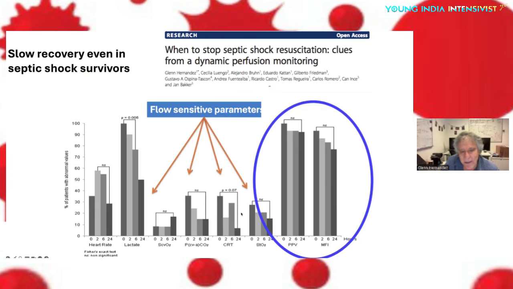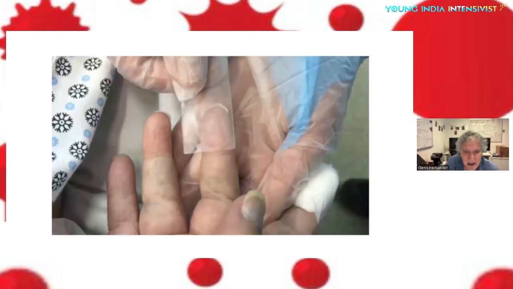This means that depending on the variable that you select to stop resuscitation, you would have stopped resuscitation, fluids, etc., in 85% of these survivors at 2 hours compared to only 50% at 24 hours. So, of course, using lactate can be much more prone to over-resuscitation, etc. This was a fundamental study for us.